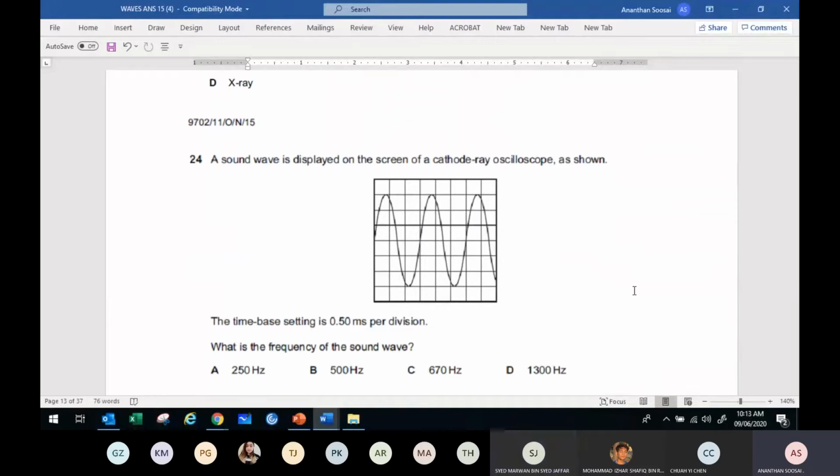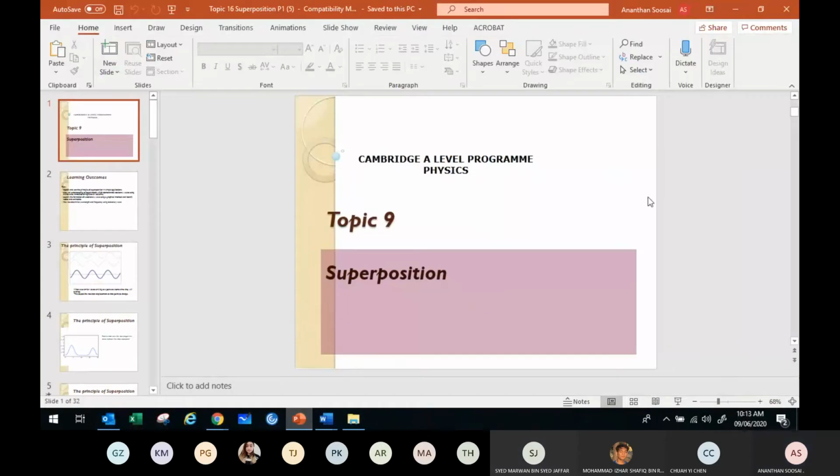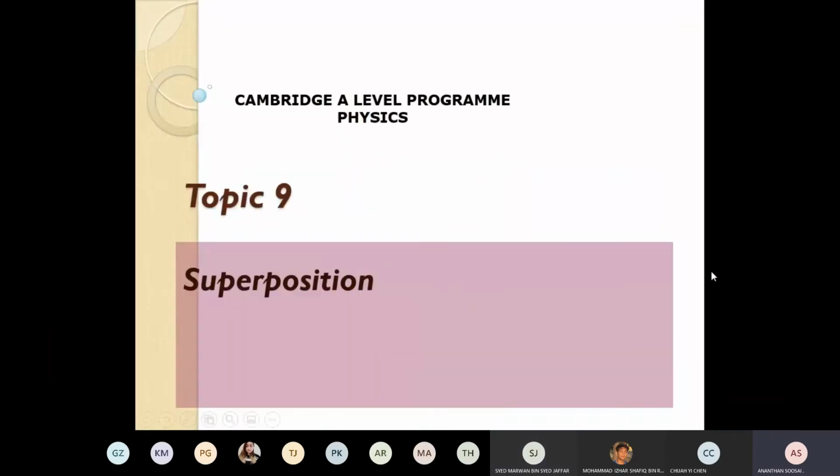Wave is basic for the topic we're going to do now. This is the challenging one. So we move on to the new topic. Go to the PowerPoint. Everyone can see the PowerPoint? So today's lesson is topic 9, superposition.